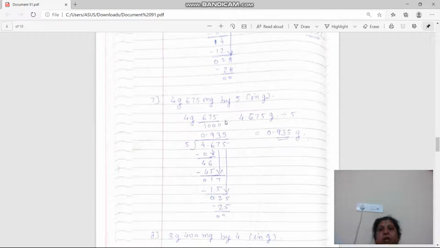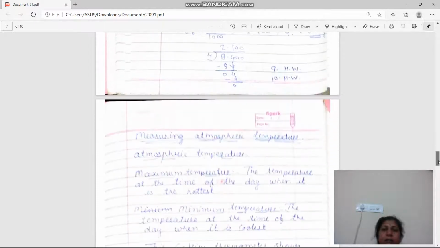Okay. After conversion you have to do the division. Get it? Okay, and most important, we have to give the unit also, right? It is important. Now our next topic is temperature.